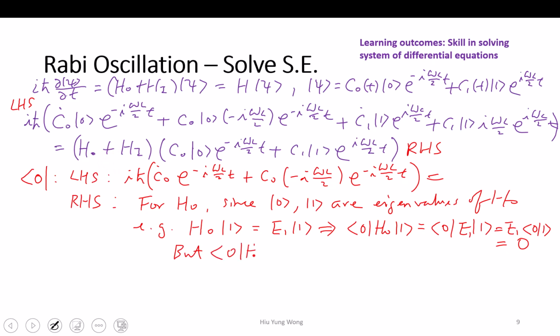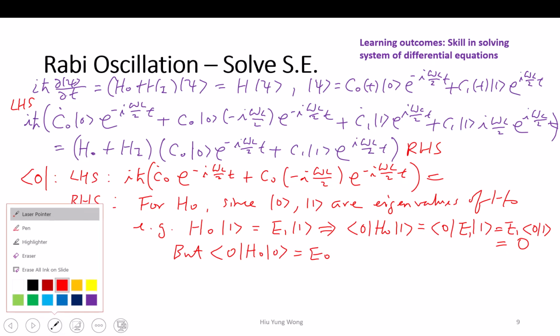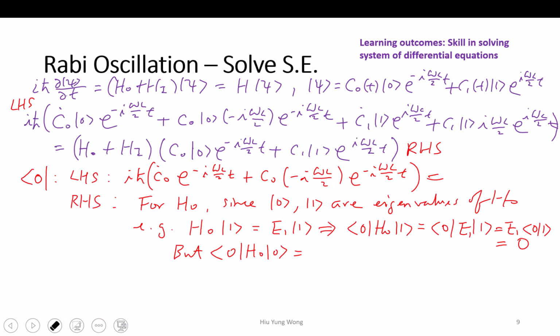0, h0, 0 will give me E0, right? Because this will give me, maybe just spell it out, 0, E0, because it's an eigenvalue. So this is an operator matrix. This becomes a number, just a scalar, right? This will give me E0, 0, 0, which is E0. Okay, so it becomes a number, right?